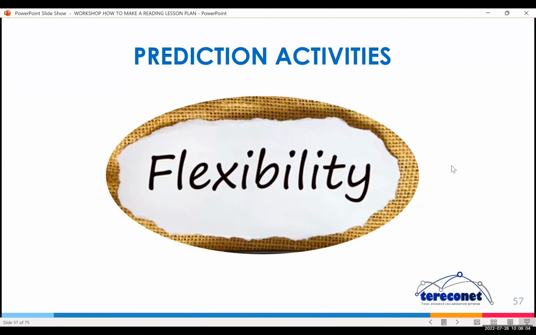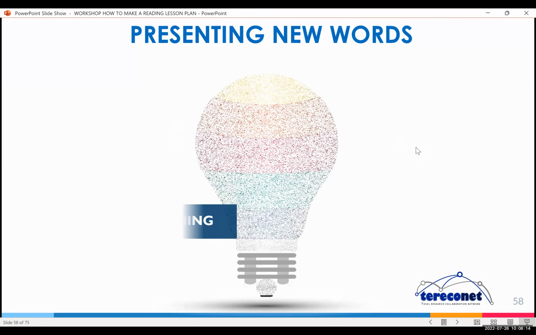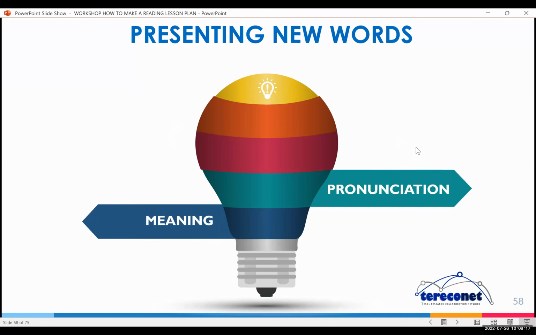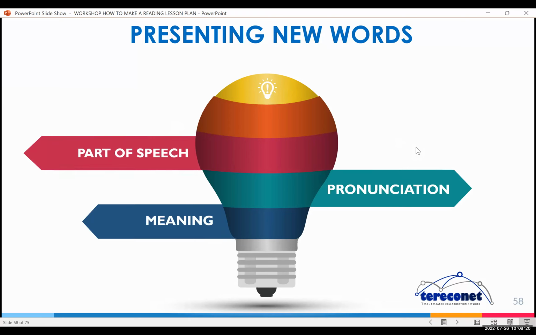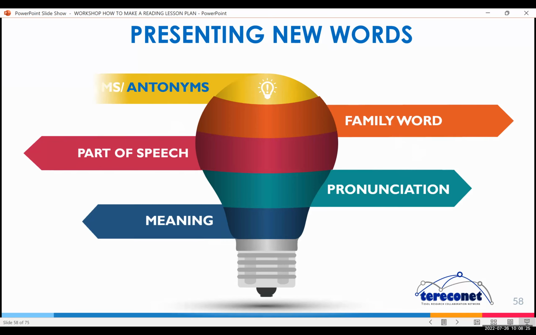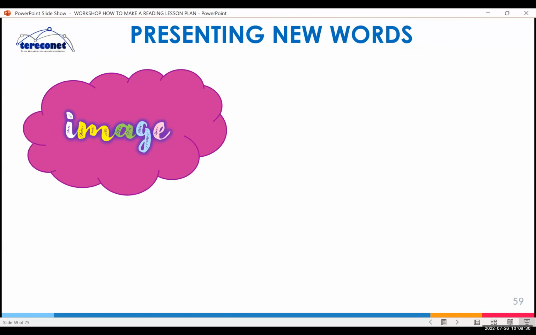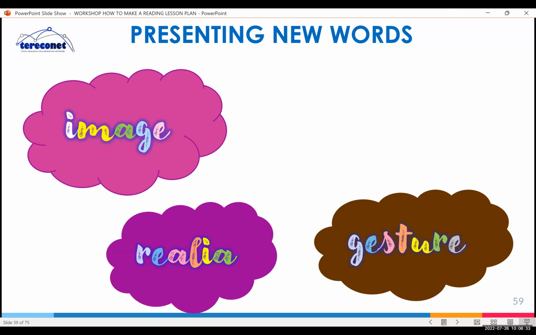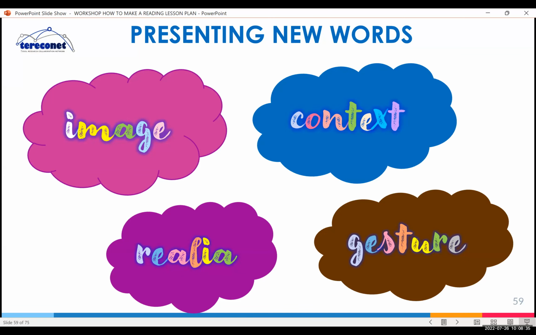So we should be flexible in the prediction activity, and it is usually effective for rather higher level. Okay, when we present new vocabulary, remember that we just choose the keyword. So we focus on the meaning, the pronunciation, the part of speech, the family words, the synonyms, and antonyms. We can use image, realia, gesture, and for a higher level, use the context to present the vocabulary.